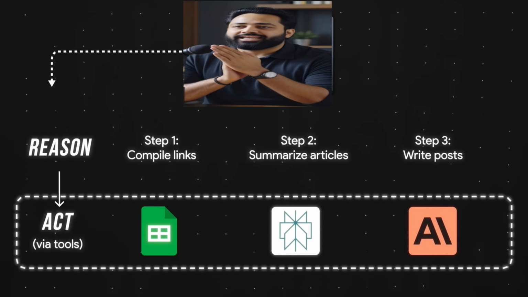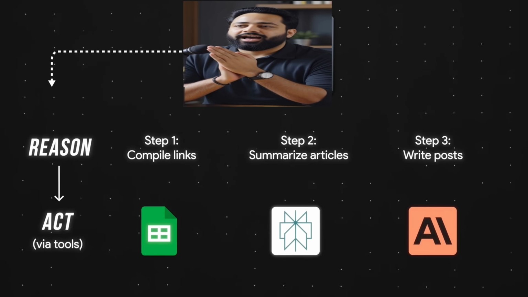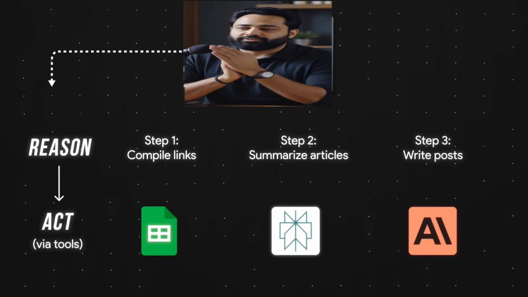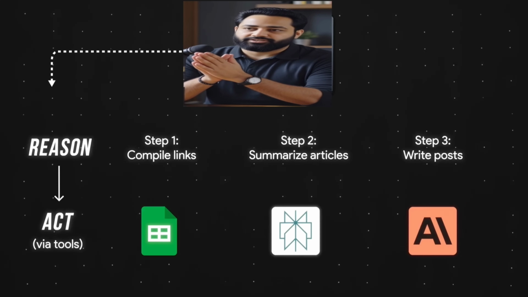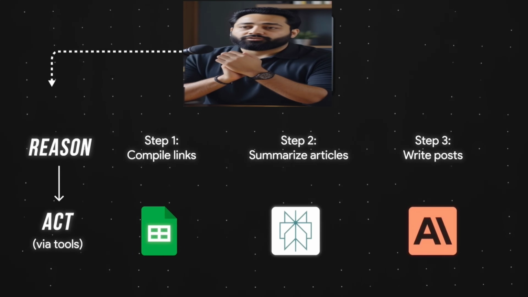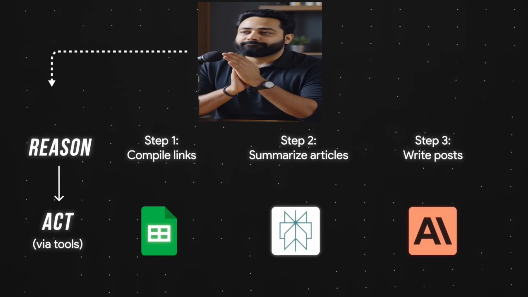Second, take action using tools. I need to find and link to those news articles in Google Sheets, use Perplexity for real-time summarization, and then Claude for copywriting. So, and this is the most important sentence in this entire video, the one massive change that has to happen in order for this AI workflow to become an AI agent is for me, the human decision maker, to be replaced by an LLM.